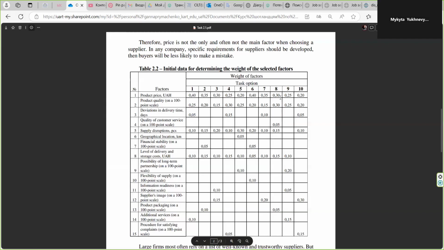Okay, I did it. Very good. So check our third factor, quality of customer service. It is the name of the factor in the first column, and the weight of this factor for each variant is 0.05. And the same we do with the next 3 factors for your 8 variants. It will be factor number 5, number 8, and number 13 for each variant.